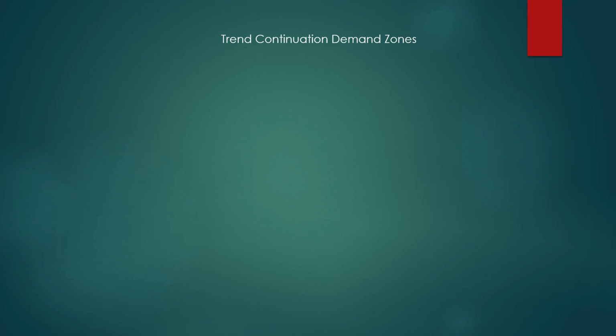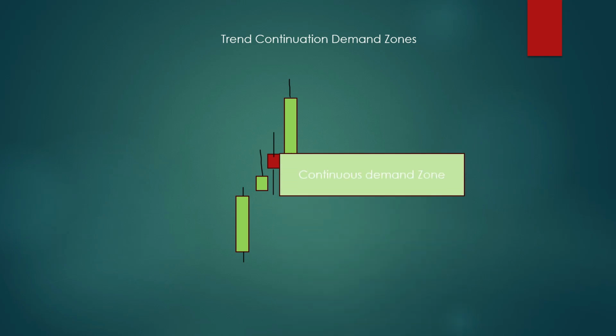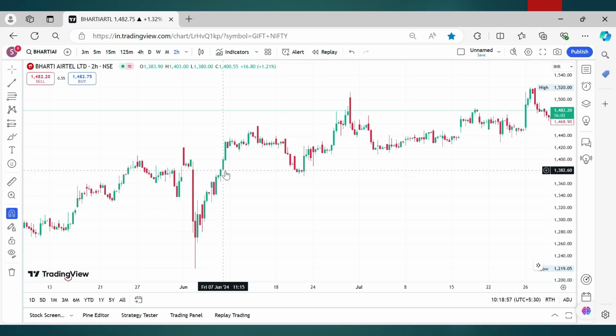So for a demand zone, the price will be in upward momentum. It has a series of base candles for indecision, and then it continues its momentum upwards. So this is the area of a continuation demand zone. Here the market rallies, gives a pause, and then rallies again. So now let's see an example for this type.